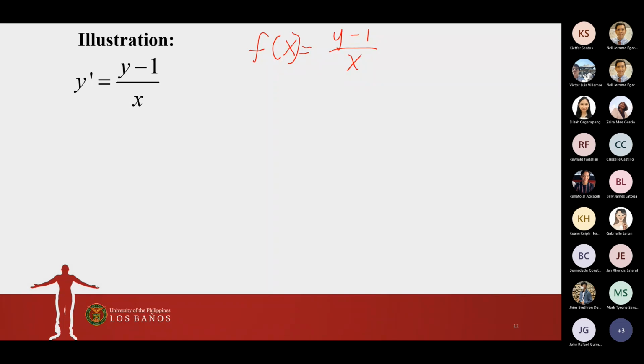Right? And then kunin mo yung partial ni f with respect to y, ang sabi ni Picard's theorem. Pag kinuha natin yung partial ni f with respect to y, so that means all variables except y will be treated as a constant. So x is treated as a constant, so magiging multiplier lang siya, 1 over x. Then partial ni y minus 1 with respect to y will just be 1. Right? Partial ni y with respect to y equal kay 1. So this is the partial of f with respect to y. Saan continuous yung partial derivative nito?